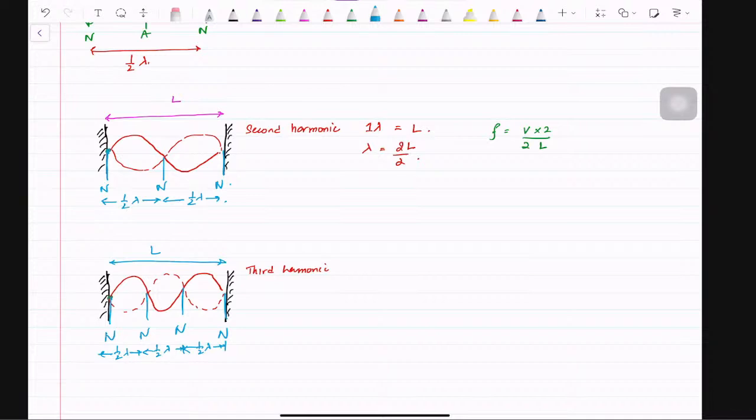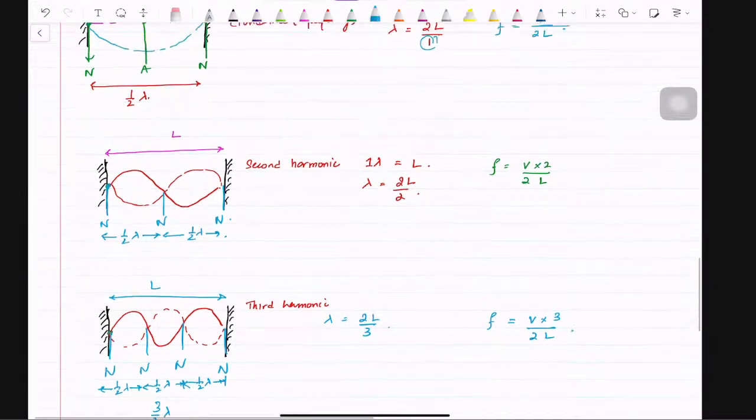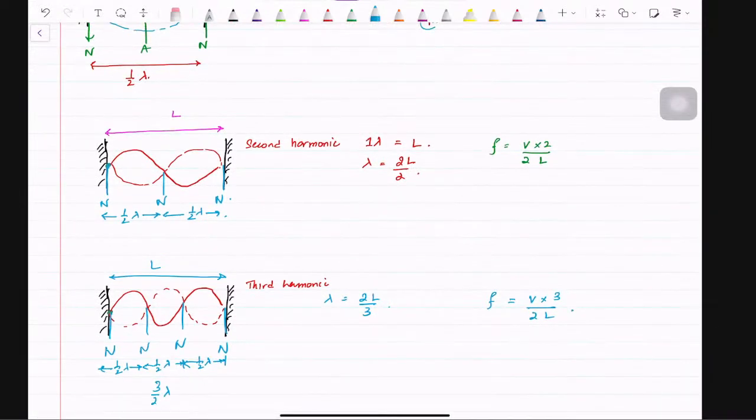Yeah. So now this makes it 3 by 2 lambda, which I can write as 2L over 3. Do you understand? Yes. And for the frequency I can write F equals V times 3 over 2L. Now, Ikra, you can draw this please, and then I'll tell you what is happening here.